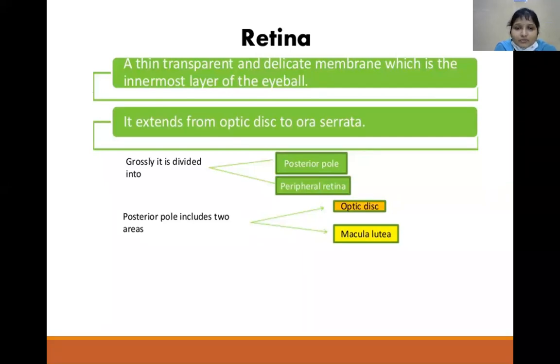It extends from optic disc to the ora serrata, and grossly it can be divided into 2 parts, posterior pole and the peripheral retina, with the help of an equator, which is an imaginary line joining the exit of the vortex veins. So what is the color of the retina? It is purplish red in color because of the underlying vascular choroid and also because of the presence of visual purple rhodopsin.